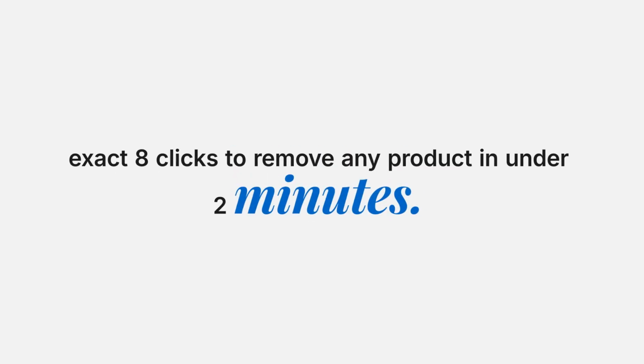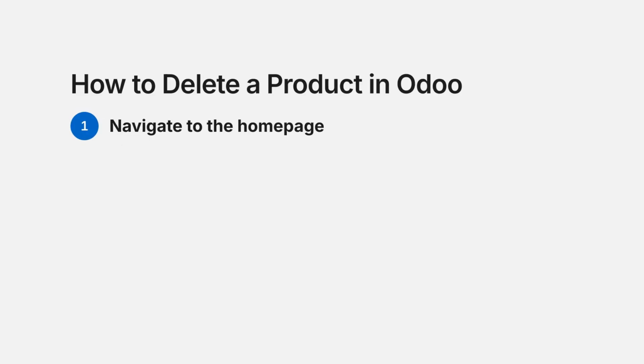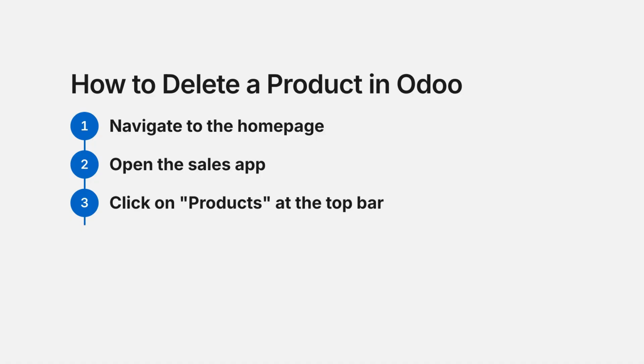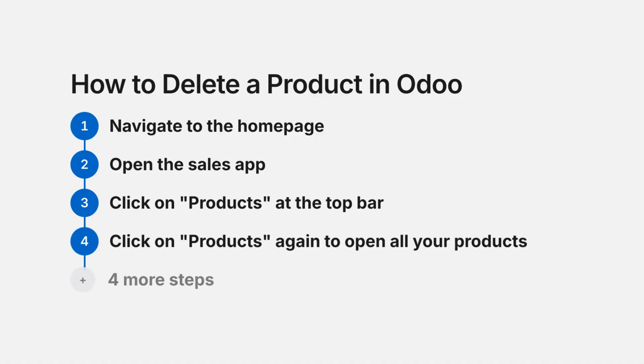Are you stuck with obsolete products cluttering your Odoo dashboard because the delete button is hidden? Learn the exact 8 clicks to remove any product in under 2 minutes. We'll walk through the products menu, locate the gear icon, and confirm the deletion so you can clean up your Odoo store in seconds.